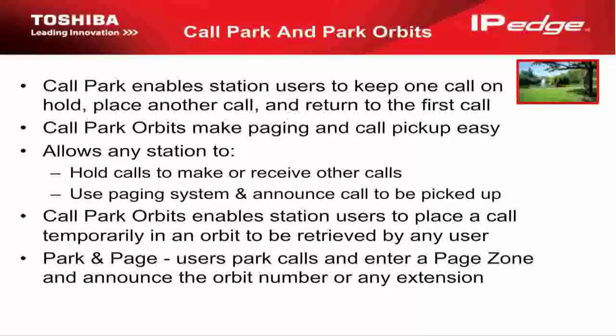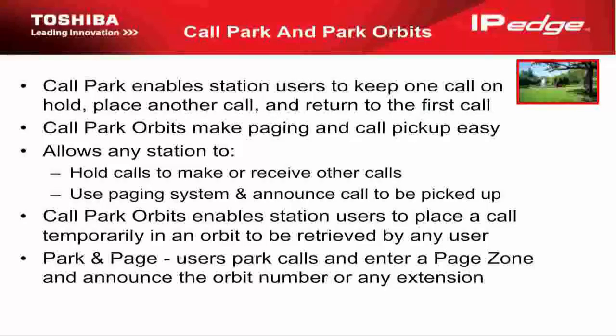Call Park orbits enable a station user to place a call temporarily in an orbit so that the call can be retrieved by any user, either from the same station or from a different station. There are personal park orbits, which allow a user to park a call at a designated station, and this feature is available to any type of telephone. General park orbits are used when you want to park the call on the system and not at a designated station. If a call is parked, but not retrieved within a pre-programmed time period, it will recall the parking telephone. The park recall time is set individually for each station.